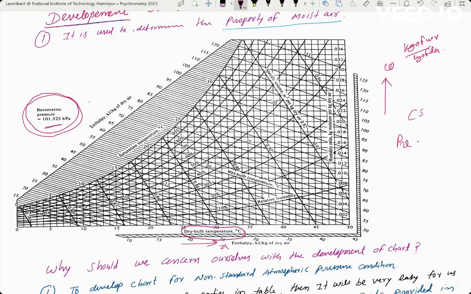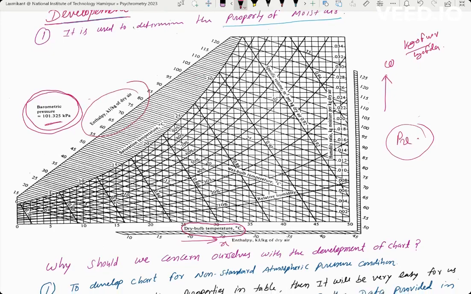In some charts, vapor pressure is also given in the y-axis. So this is the vapor pressure. Now you can see the different lines in the psychrometric chart. We will discuss how these lines are constructed, so we can easily evaluate the enthalpy of moist air from this chart for a given state of moist air.